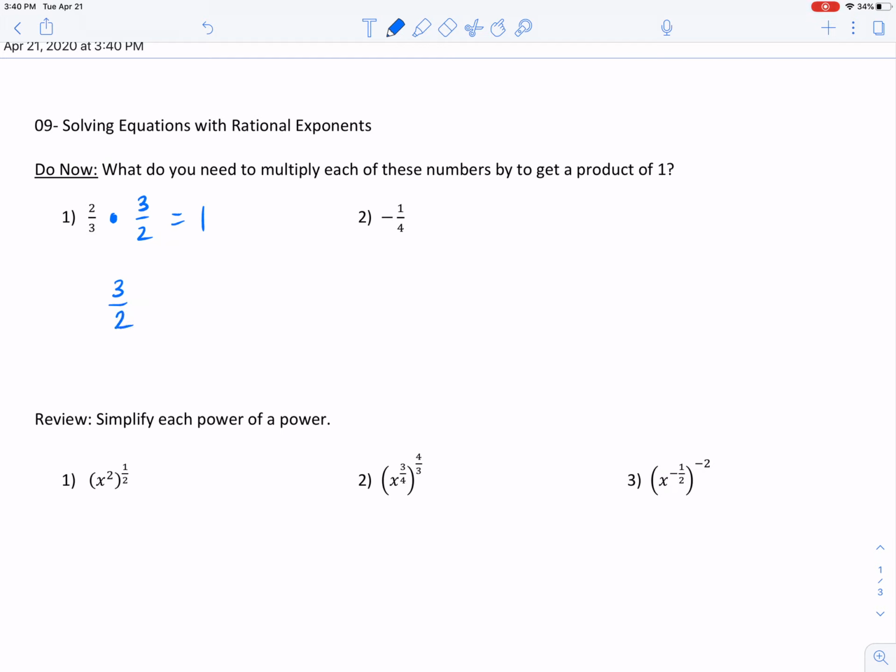What would you have to multiply negative 1 over 4 by to get a product of 1? You'd have to multiply by negative 4 over 1, and that would give you 1. So negative 4 is the answer to number 2. So what do we call numbers like 2/3 and 3 over 2, or negative 1/4 and negative 4 over 1? Those are reciprocals.